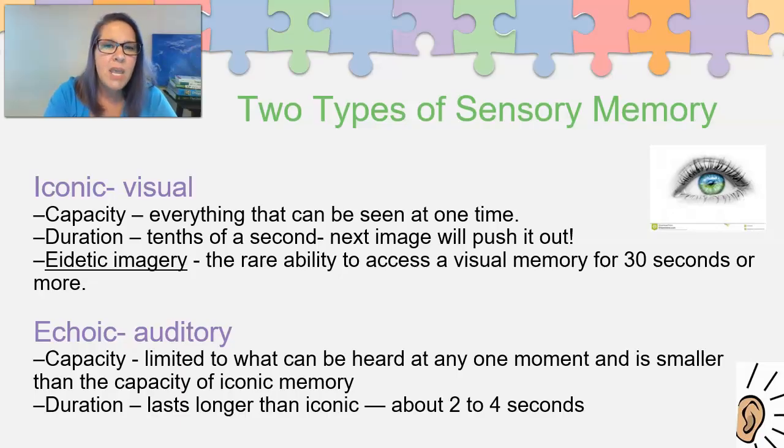The second type of sensory memory is echoic, and that's our auditory memory. So echoic, look at the word echo. If you think of echo, we're going to echo things that we hear. So your capacity is limited to anything that can be heard at one moment, and it is actually smaller than the capacity of your iconic memory. This is why it is extremely difficult for people to sit in a classroom and just take notes based off of what a teacher is saying. And this is why it is extremely difficult to take notes that way.